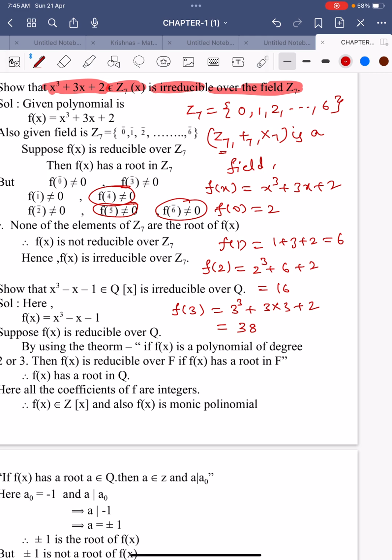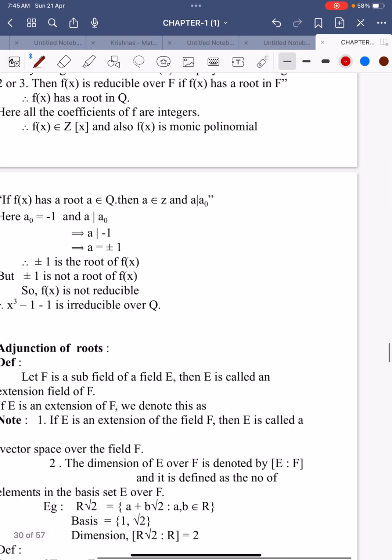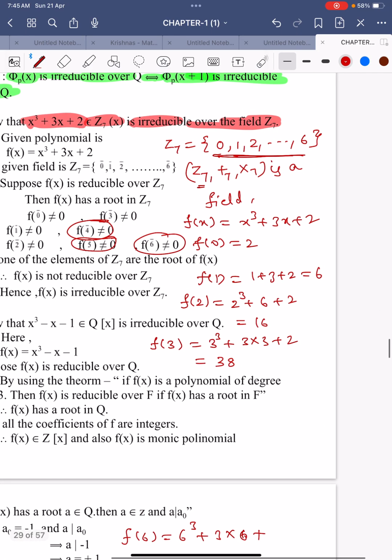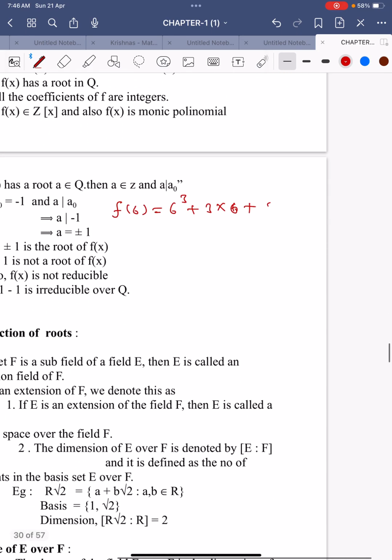If they are not divisible by 7, it means in Z7 there are no roots for that polynomial. You can check it, for example, f(6). What is f(6) here? f(6) = 6³ + 3·6 + 2. What is 6³? 216. 216 plus 6 threes are 18, plus 2.